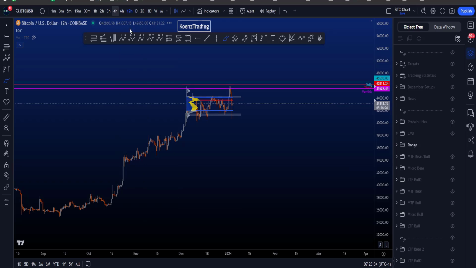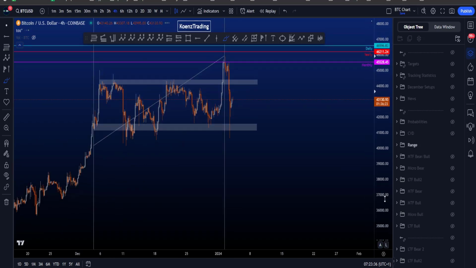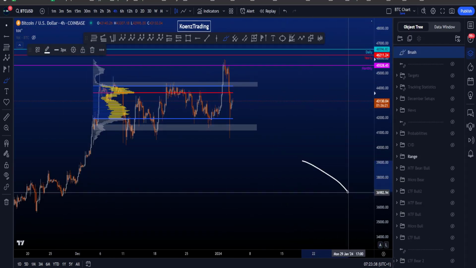Now if we look at this range over here locally, then it's typical Bitcoin, trade the range until it breaks.